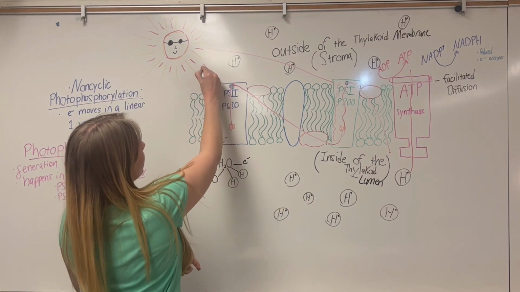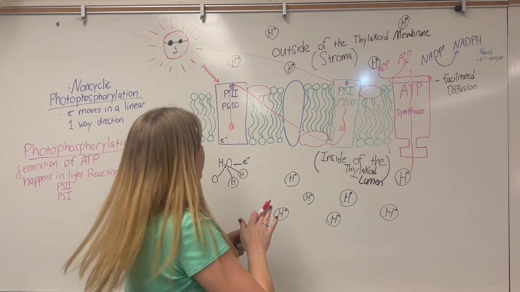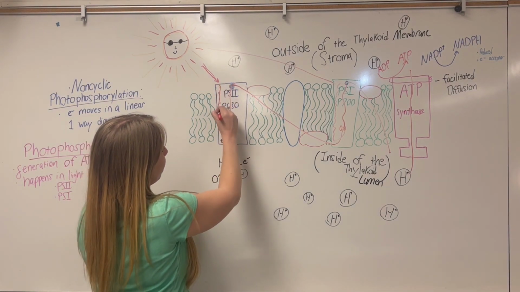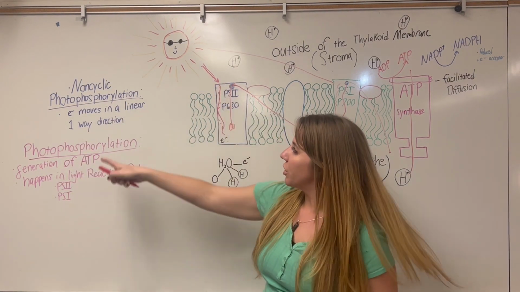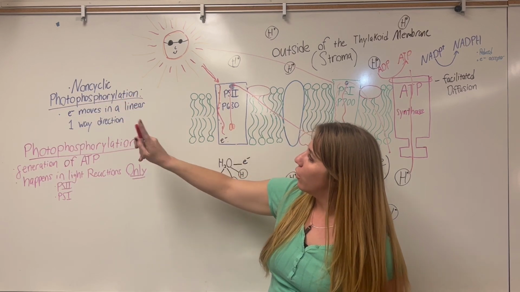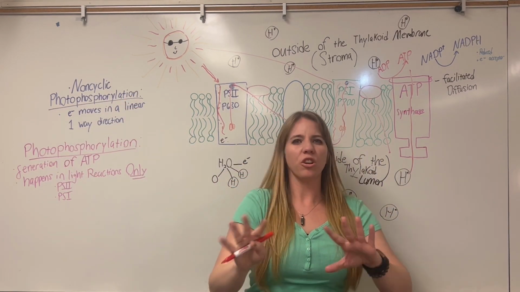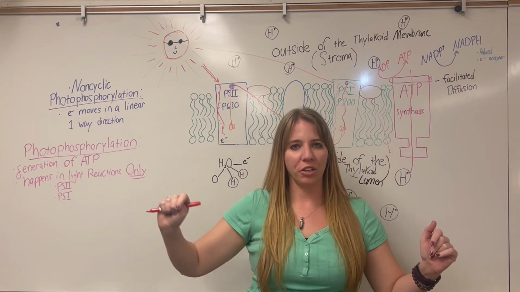We're going to have some photons coming in here from the sun. They're going to hit these antenna molecules and they're going to be traveling in one direction, which is right up here. That's non-cyclic photophosphorylation, meaning that the electron will move in one direction. There's no funny business. It just goes in one direction.